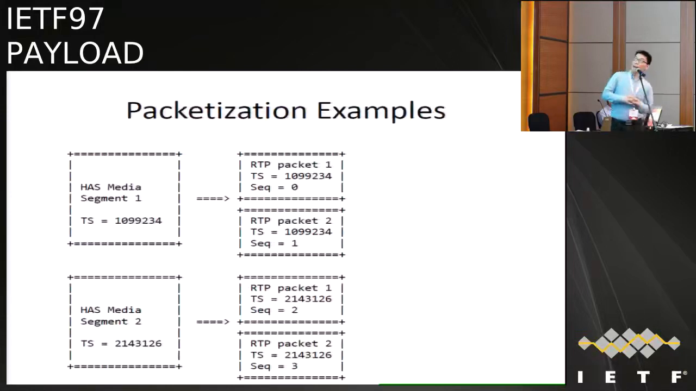So this is an example of the packetization. If you look at the media segment 1, it has the timestamp of 1099234. So it's divided into 2 RTP packets. The 2 RTP packets will share the same timestamp, but each individual RTP packet will have a distinct sequence number, and the sequence number will grow across multiple RTP packets, like that, in those packets for the second segment.